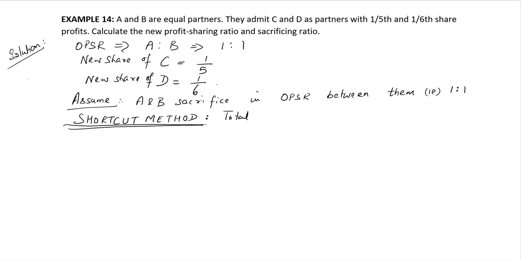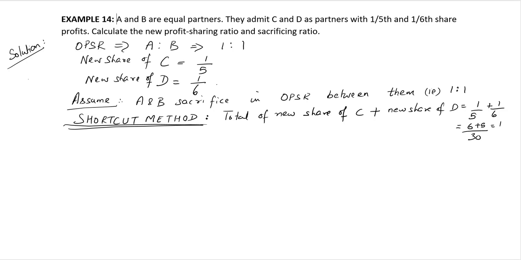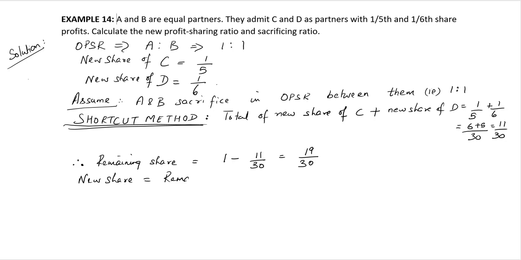Total of new shares of C plus new share of partner D is equal to 1 by 5 plus 1 by 6, which is 11 divided by 30. Therefore, remaining share is equal to 1 minus 11 divided by 30, which is 19 divided by 30. Let's apply the formulae. New share is equal to the remaining share multiplied by the old share.